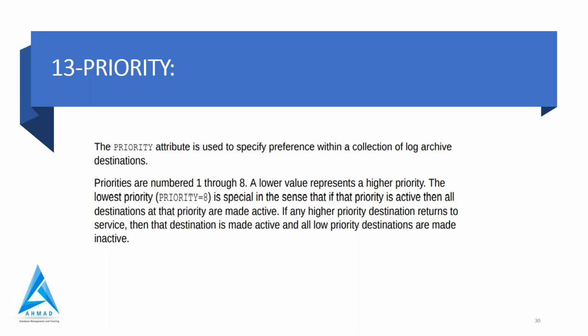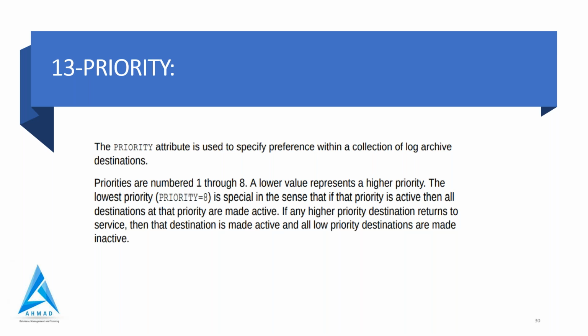Then the another attribute is PRIORITY. Basically, it is used to specify the preference within a collection of log archive destinations, and its value is from 1 to 8. The default value is 1. It requires the SERVICE attribute. The PRIORITY attribute is always used in conjunction with the GROUP attribute, to provide an orderly enabling and fallback of members of the group.